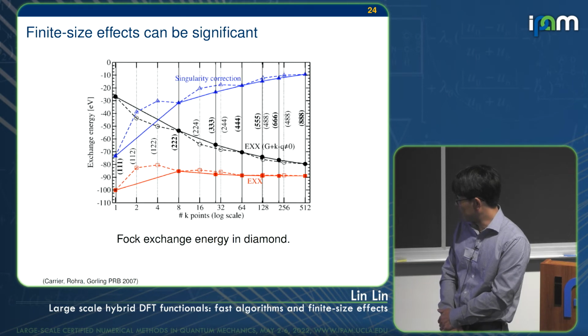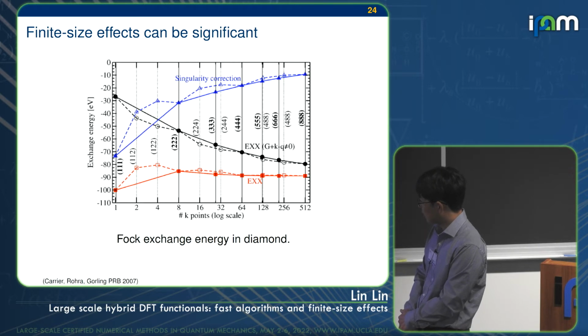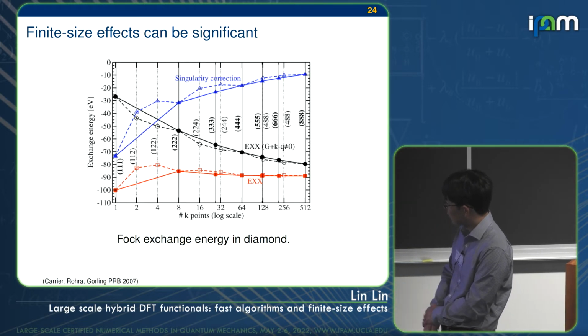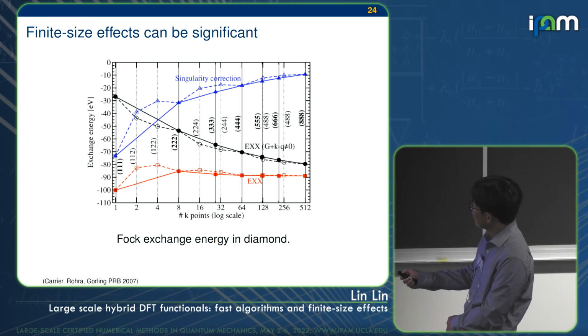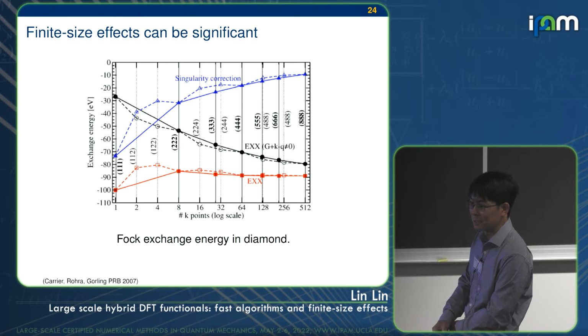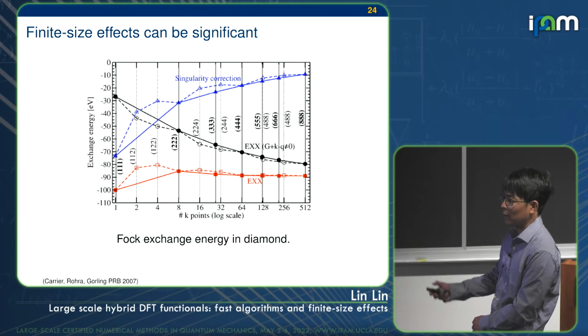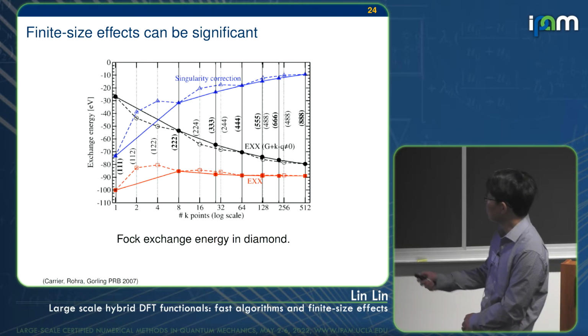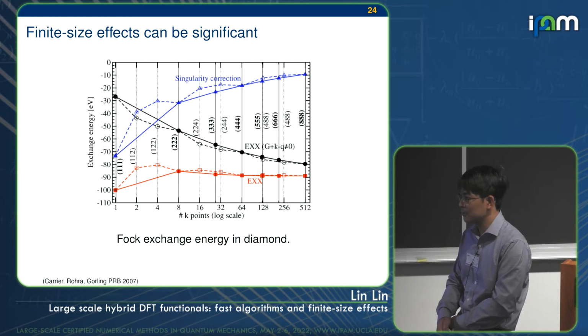These finite size effects can be very, very significant. This is for the computation of the Fock exchange energy from a paper by Carrier, Rohra, and Kresse, PRB in 2007. If you look at the exact exchange energy without any correction, it doesn't look too bad, but if you look at the scale, this is like 50 eV, right? It's enormous. With some corrections, things become better, but it's still very far away from chemical accuracy. So if you don't treat finite size effects, it's a disaster. And later we're going to see why this is a disaster.